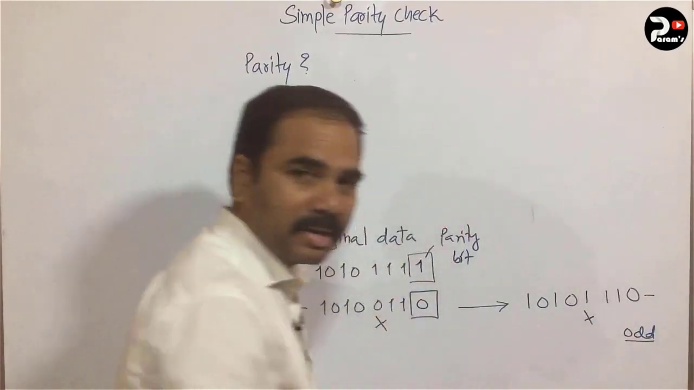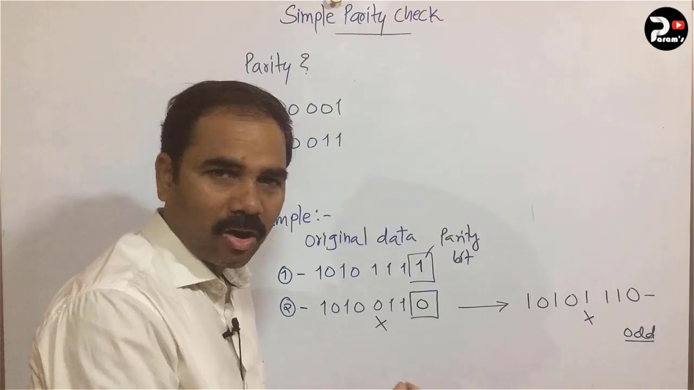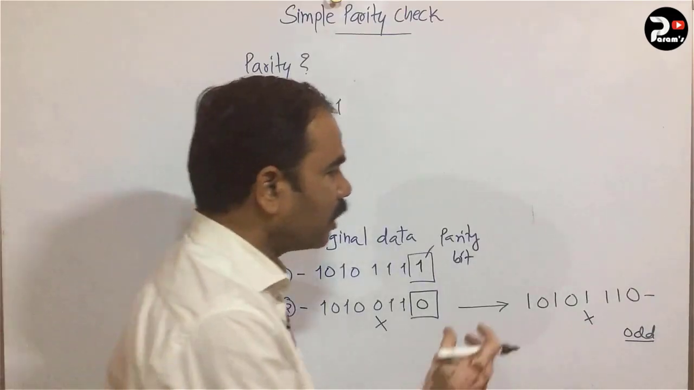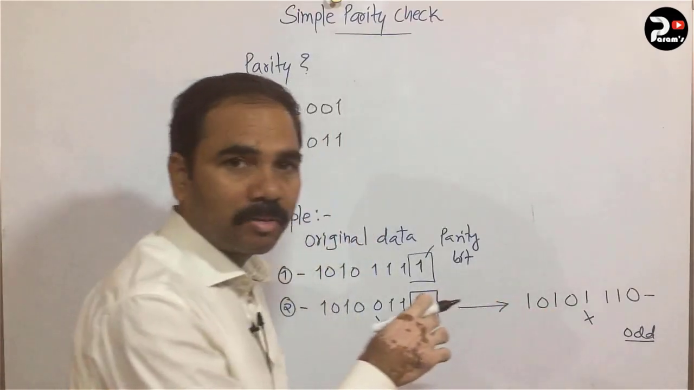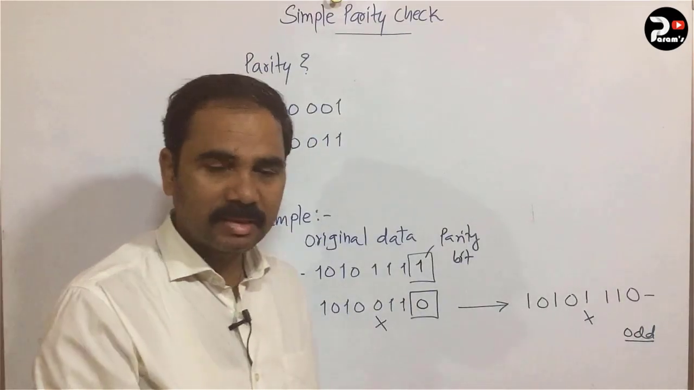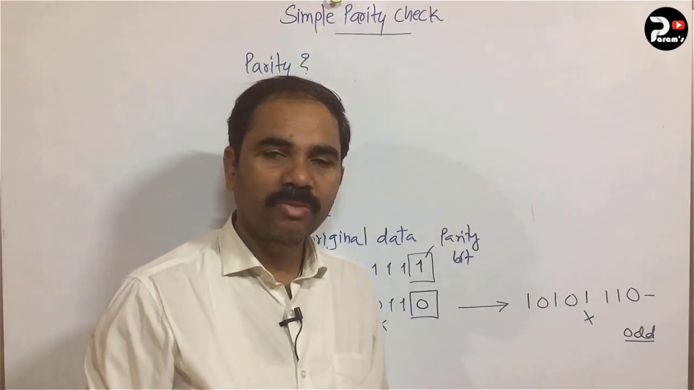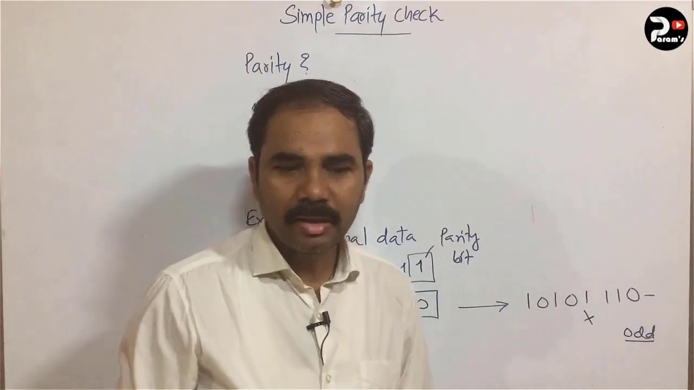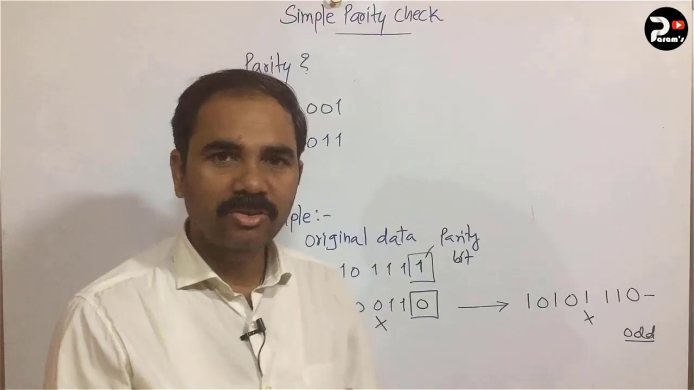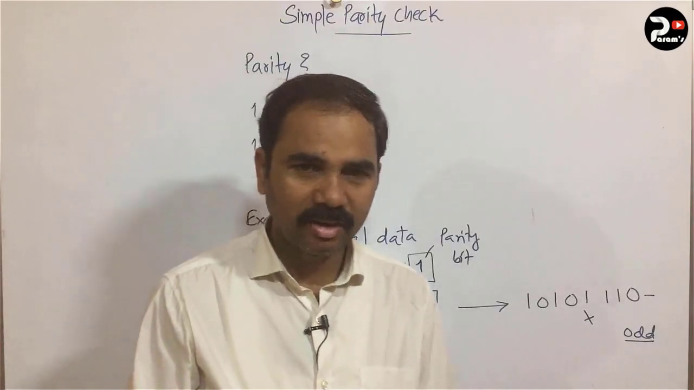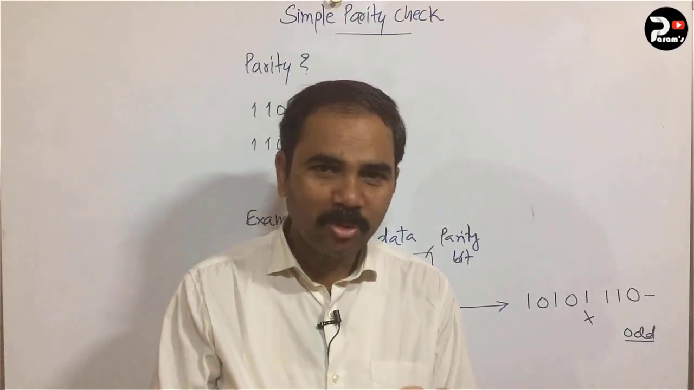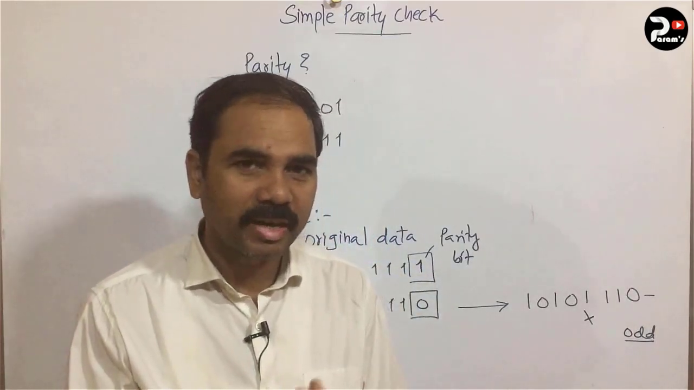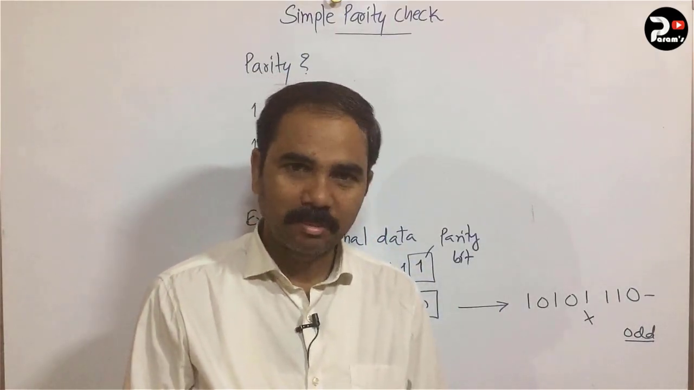So odd parity indicates at least one bit must have been changed in the transmission, and therefore there must be an error in the received data. So this is the way in the simple parity check method the receiver will detect an error in the received data. To help you understand better, let me use a diagram and explain the concept better.